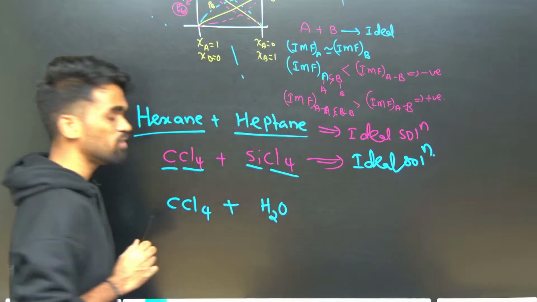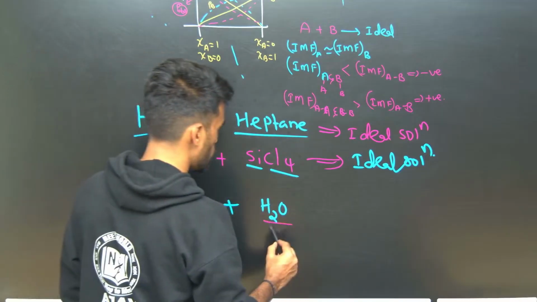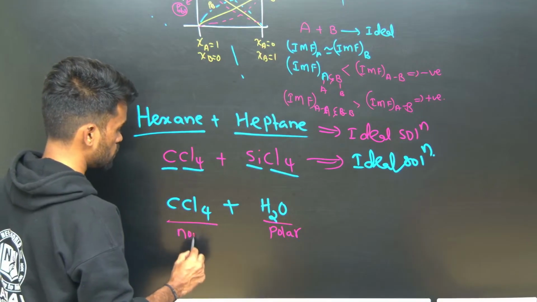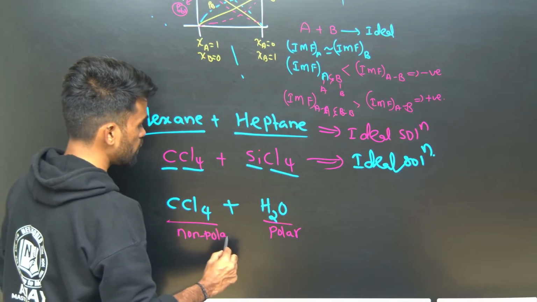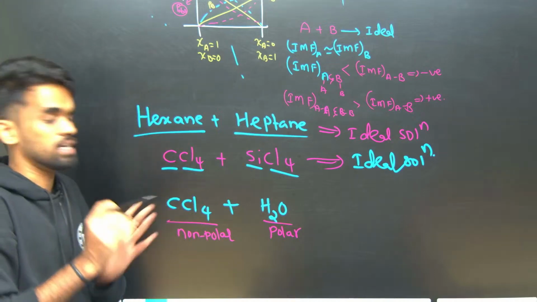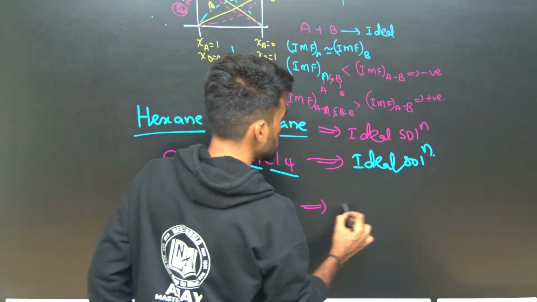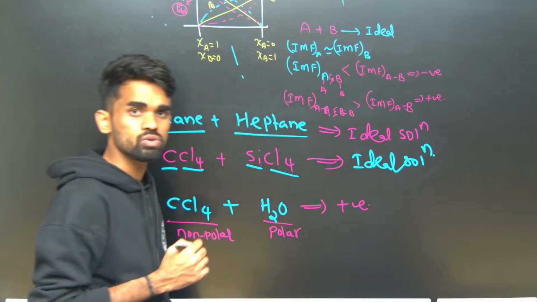See, water is polar, whereas CCl4 is non-polar. So whenever you are mixing two different kinds, one polar and another non-polar, you will get a positive deviated solution. Why positive deviation?